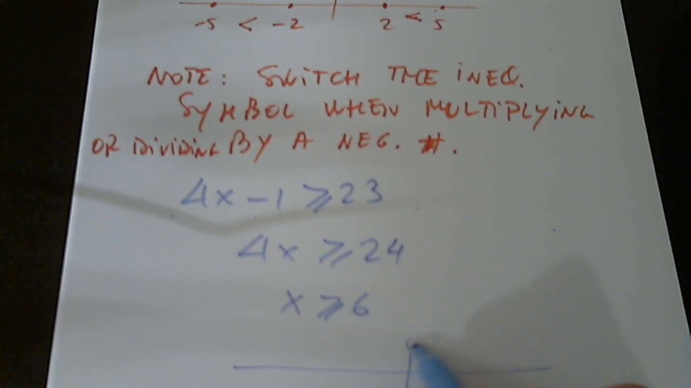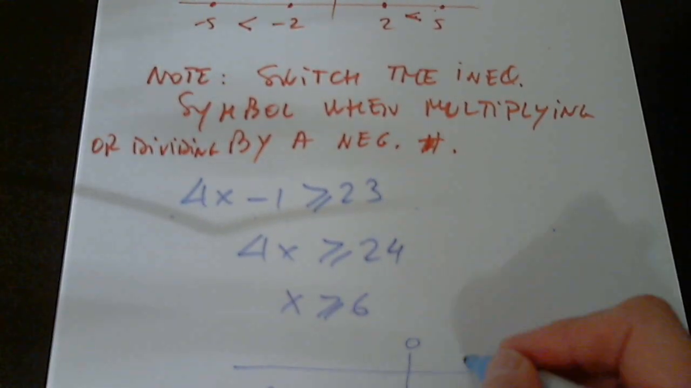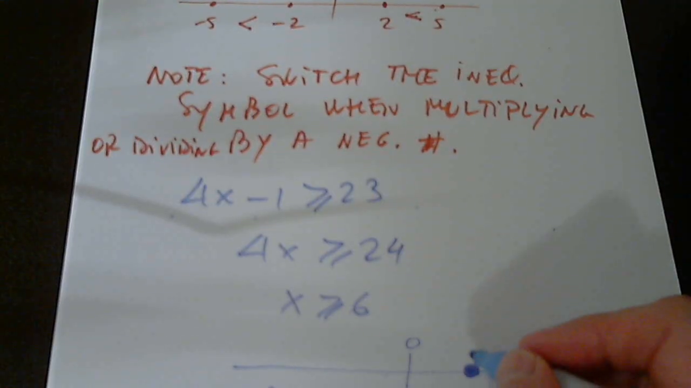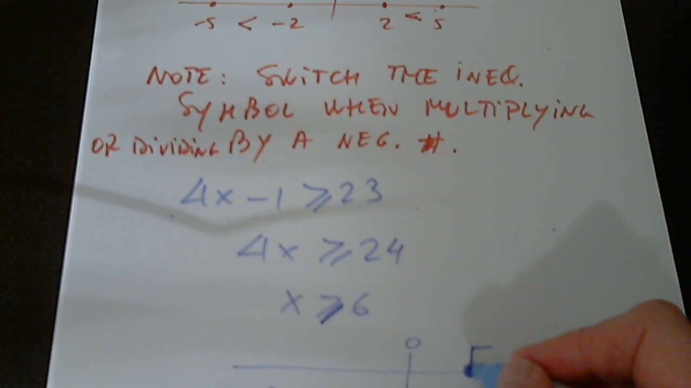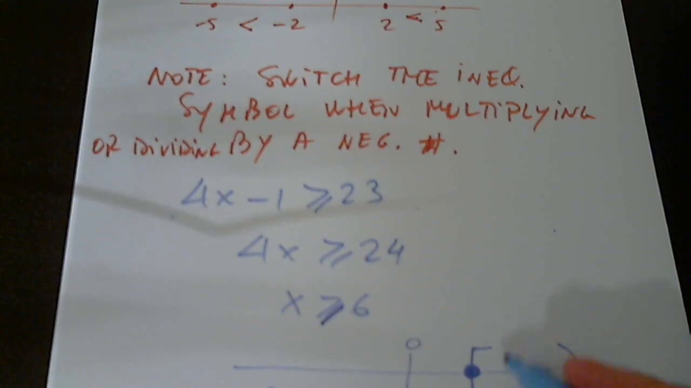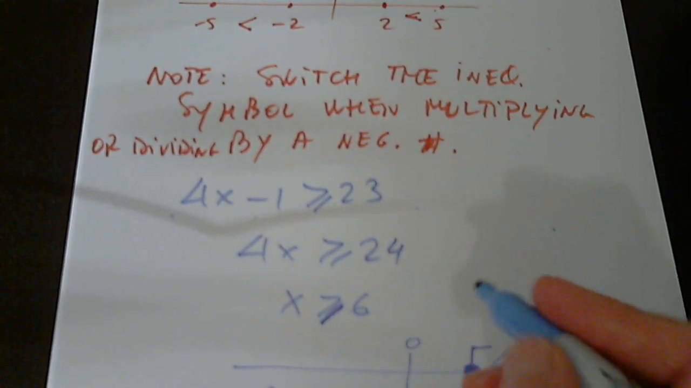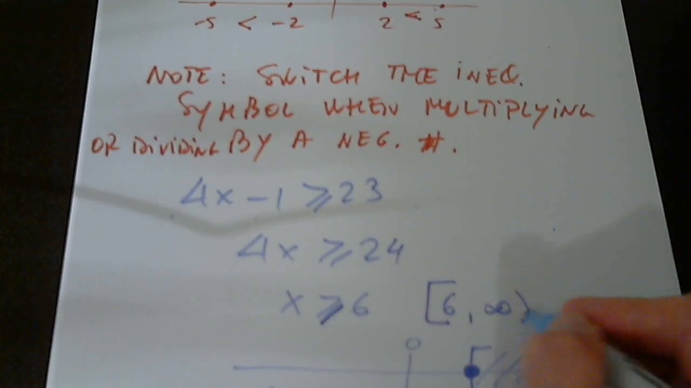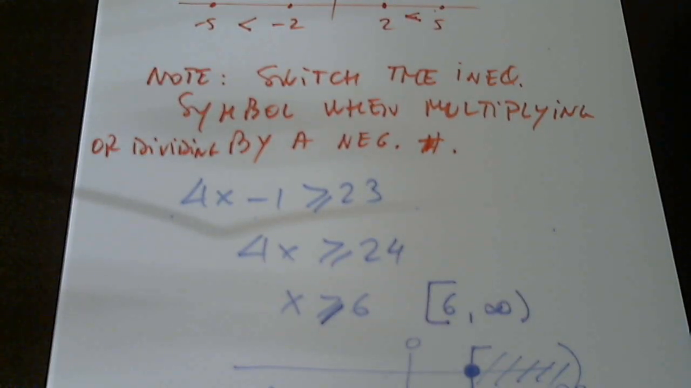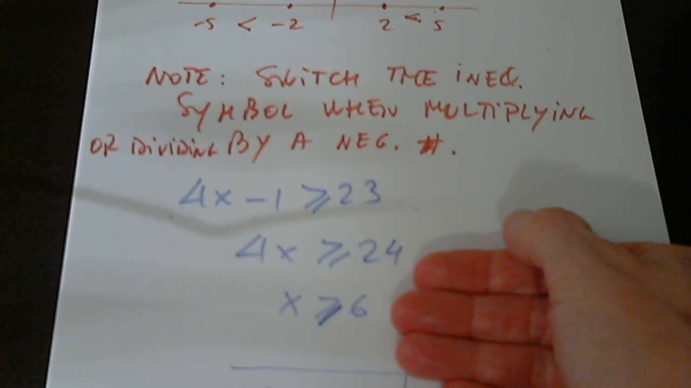Let's present it on the number line. 6 is somewhere here, but it's a full point because of the equal symbol. Bracket to the right. And that's exactly what I have to write as the interval notation: bracket 6, comma, infinity. This is it. There is nothing else to it. What is added here versus equations is the interval notation. We didn't have this for equations.